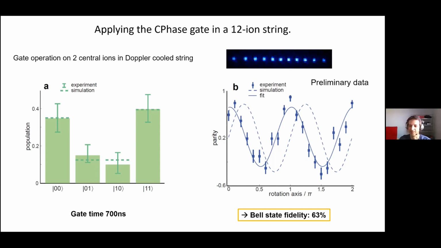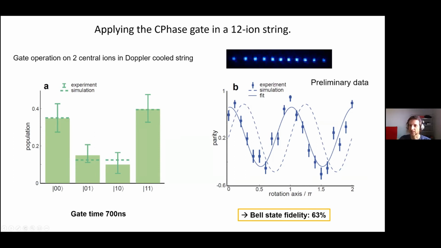We know where the higher infidelity comes from. It's due to the motion of the ions along the ion string, and we are still exciting the ions along the ion string with the Rydberg excitation. The temperature of the ions is still relatively high for such a long ion crystal in our system. The motion is still significant, and due to that, you get dephasing in the excitation process. And this causes part of this infidelity.